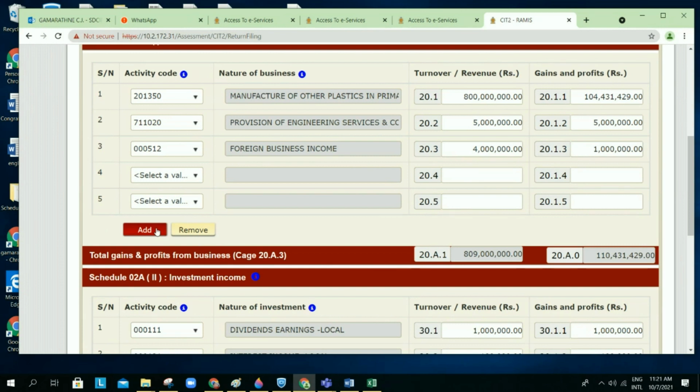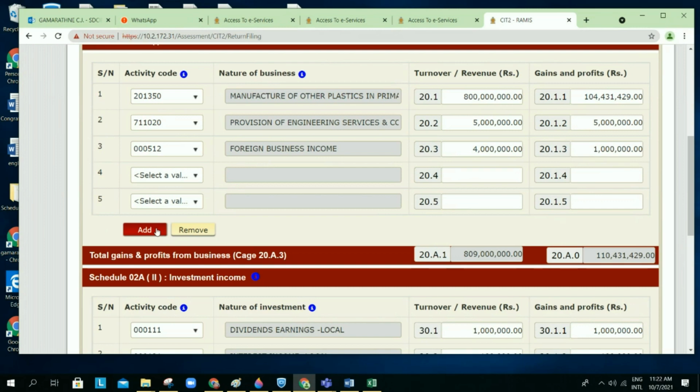specific business undertaking. If 5 rows are not enough to enter the details, you just have to click on the add button and you can open another line. Likewise, you can break up this value based on the activity code and complete the business income under schedule 2A1.